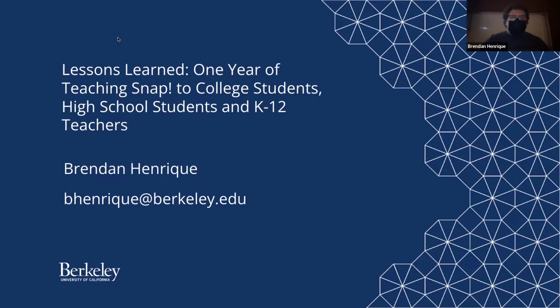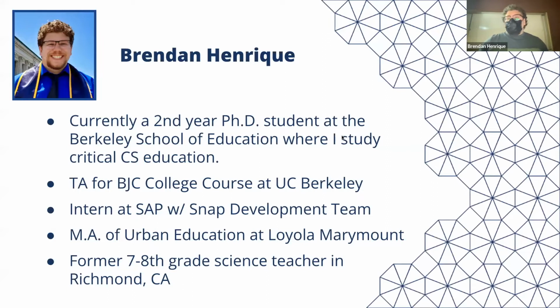I'm going to start with what was the road that led me there to be able to do this in the first place. So a little bit about me. I'm currently a PhD student at Berkeley School of Education, where I study the future of critical CS education. So my work largely focuses on bringing justice to computer science education and how you incorporate culturally relevant pedagogy into the classroom. Before that, I was a TA for the BJC college course at Berkeley. So I TA'd for Dan's CS10 course for about 4 or 5 semesters, I believe.